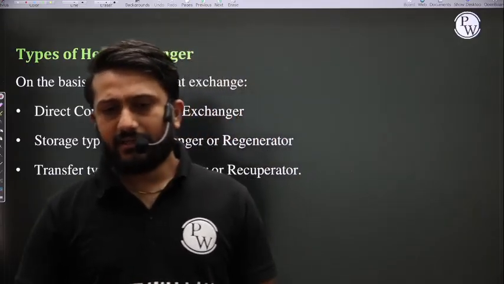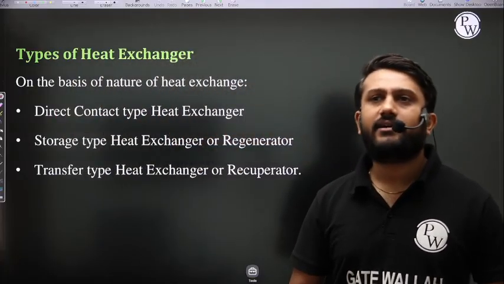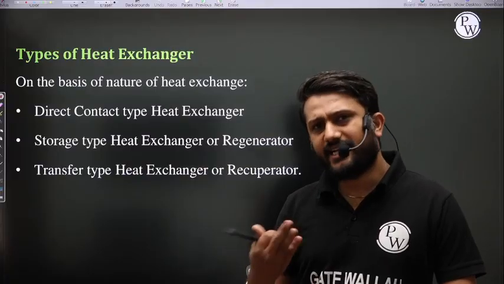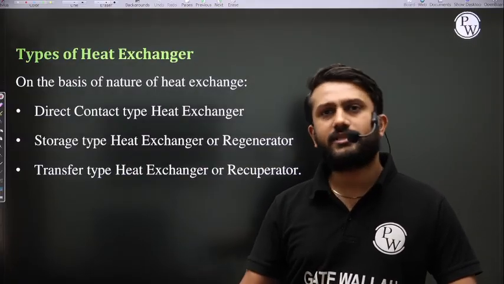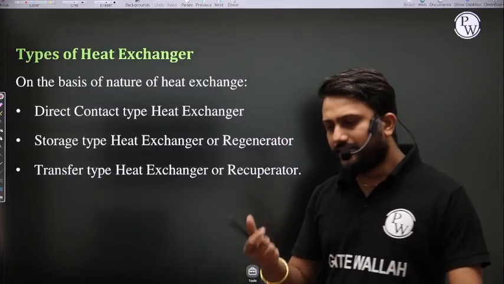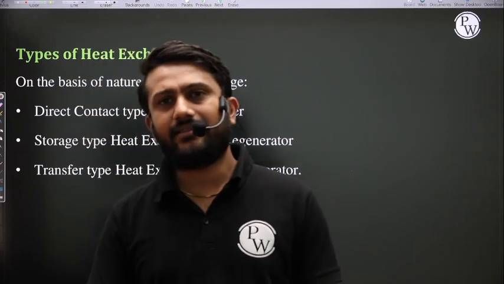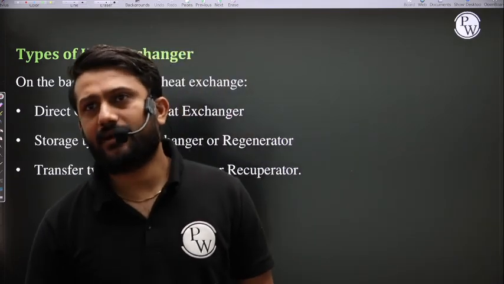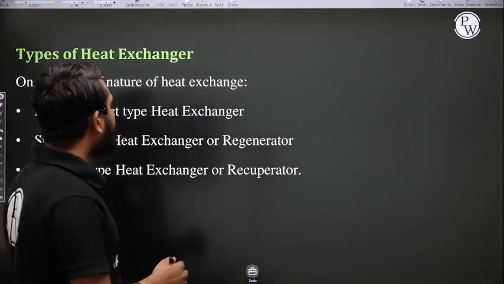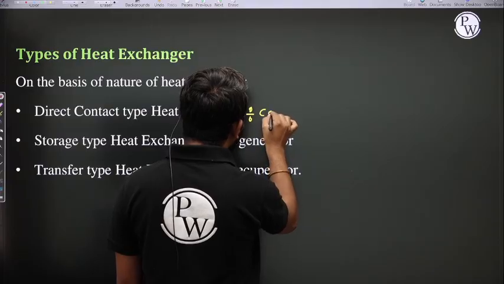Apart from that, the jet condenser is also an example of the direct contact type of heat exchanger. The jet condenser is also used in the steam power plant. In the jet condenser, steam and the cooling water directly come into contact. So these are some examples of the direct contact type heat exchanger. The first example is the cooling tower.